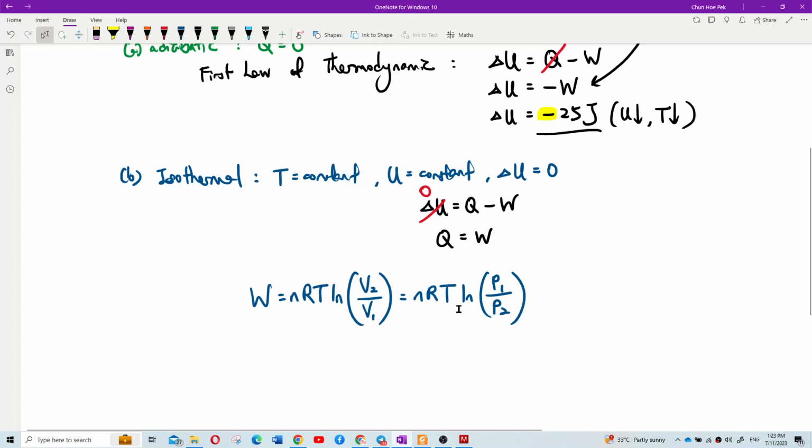So temperature. Work done per mole. That means work done per mole. Go to the other side. So RT ln P1 over P2.